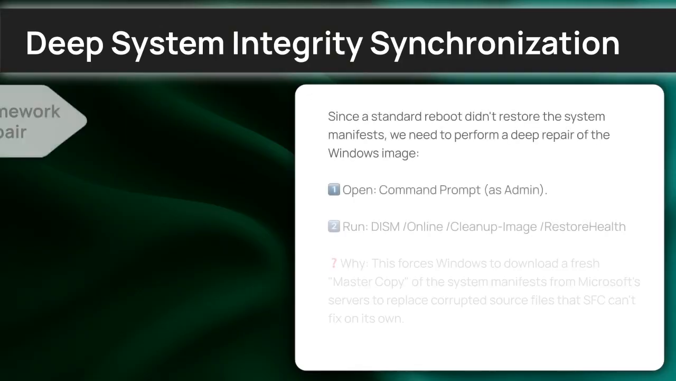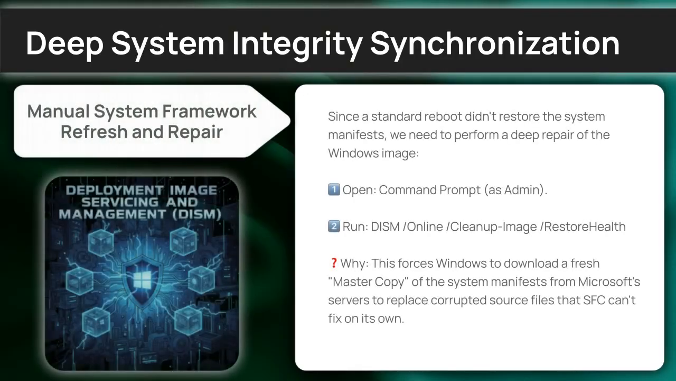Following the restart, if the diagnostic status remains unchanged, please execute the commands in step 3. If you need to pause the video to review the syntax, please do. Since a standard reboot didn't restore the system manifests, we need to perform a deep repair of the Windows image. First, open command prompt as admin. Second, you're going to type dism /online /cleanup-image /restorehealth, then hit enter.